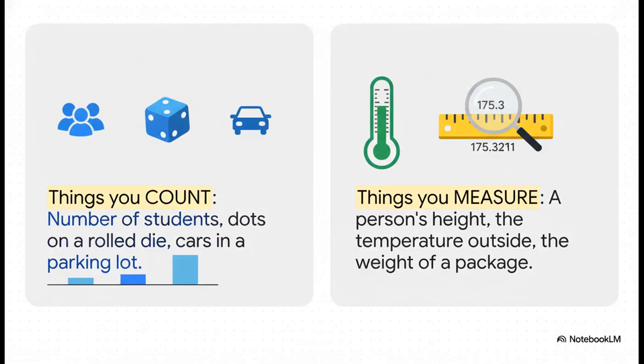Right, so on one side, you've got stuff with distinct, separate values. You can have 27 students in a class, but you can't have 27 and a half students, right? Or you roll a die, you get a 4, not a 4.2. But on the other side, we're talking about things that can take on any value within a range. Your height isn't just 175 or 176 centimeters. It could be 175.321, and you could keep adding decimal points forever. This very distinction, counting versus measuring, is exactly what separates our two big topics for today.